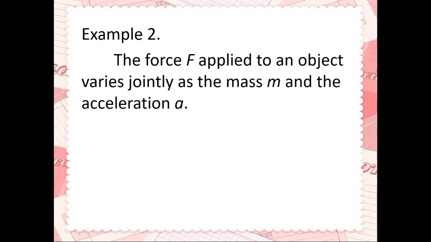Example number 2. The force F applied to one object varies jointly as the mass m and the acceleration a. So the variation equation of this statement is F is equal to kma. It is an example of joint variation dahil mayroon tayong two independent variable.